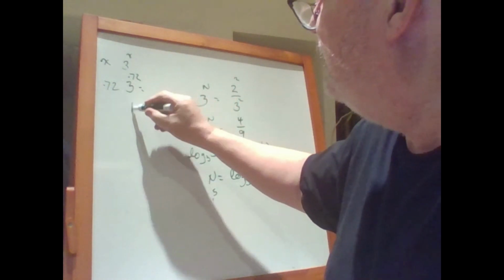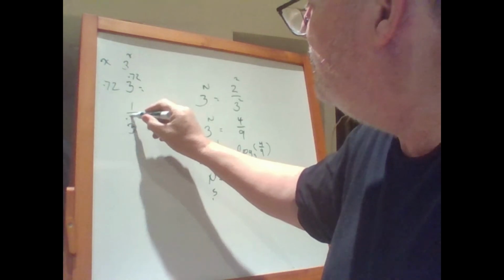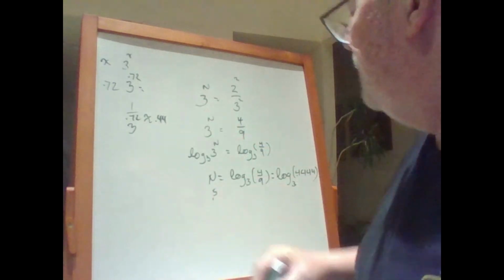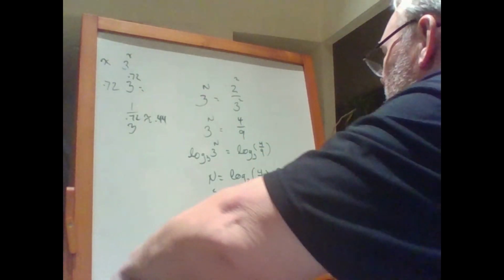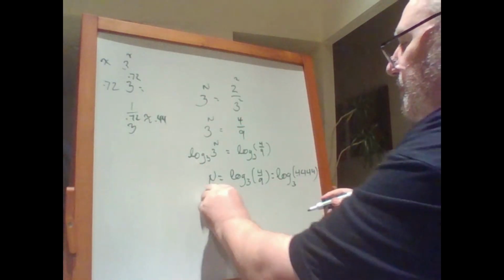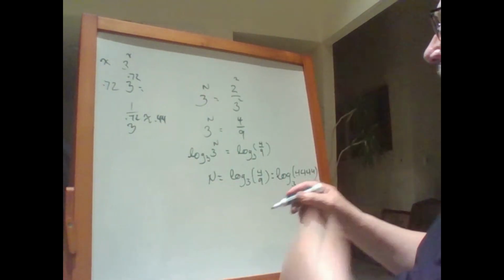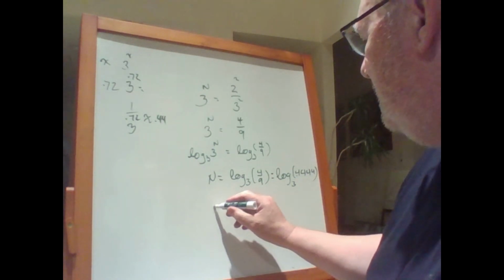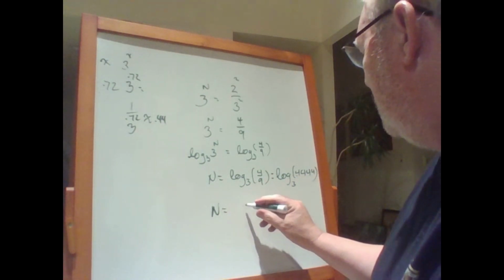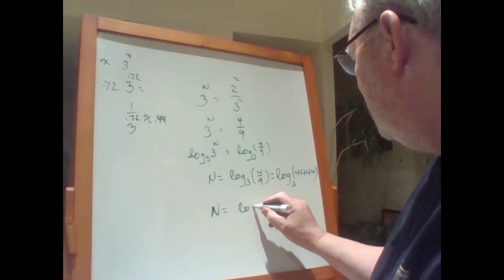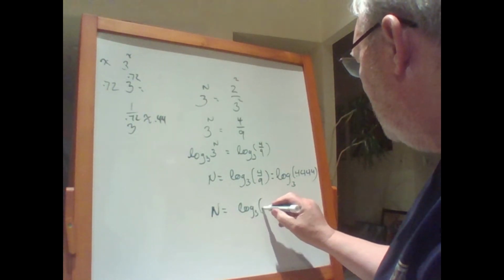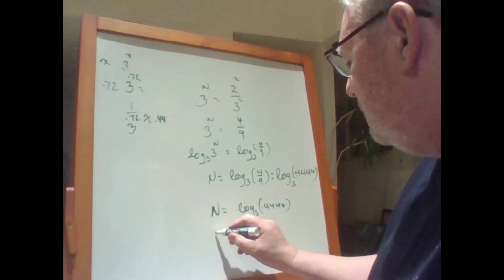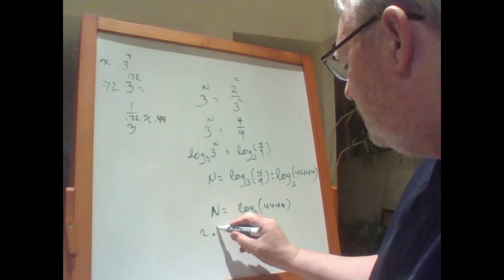And so then when you have 1/3 to the 0.72, we're approximately 0.44. Okay, so it's in that neighborhood. So n equals log base 3 of 0.4444, and n is approximately 0.72.